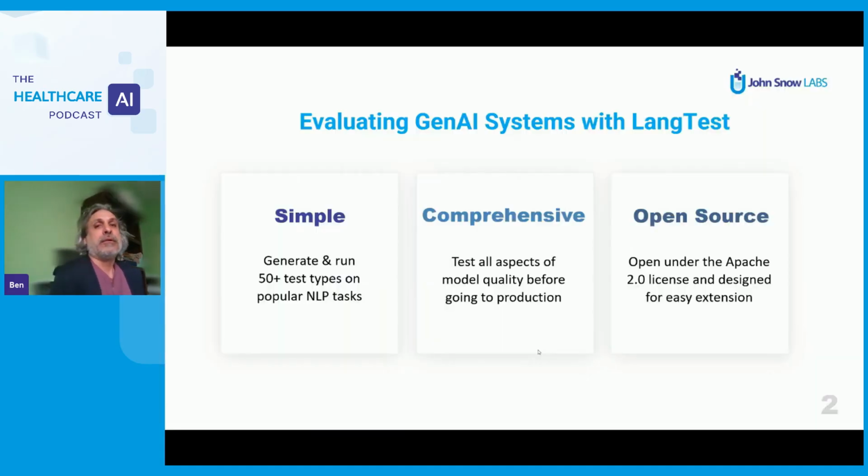I'm using a framework called LangTest, which allows us to test our solution, and it allows us to understand the issue of bias and robustness, and it allows us to correct for it. I'm going to be talking through it in a real-life use case.